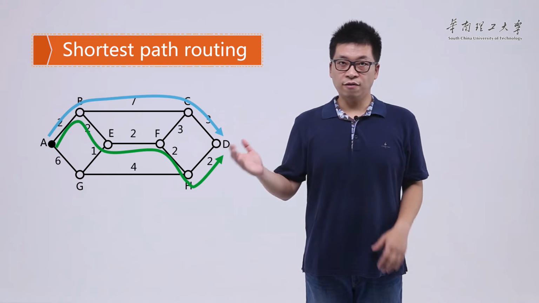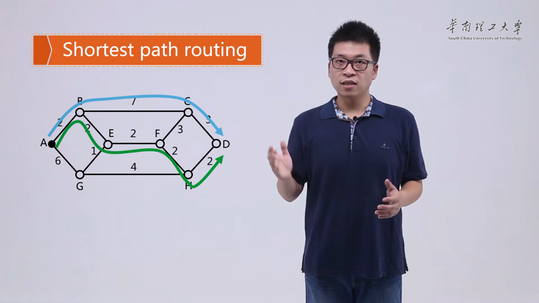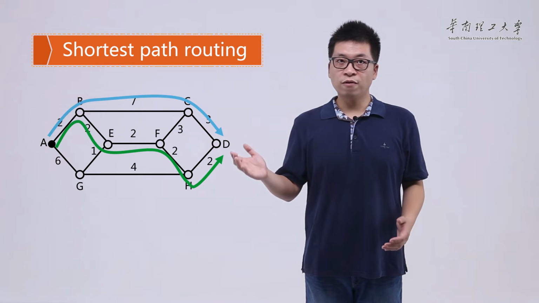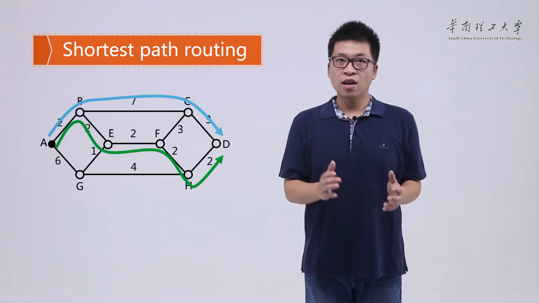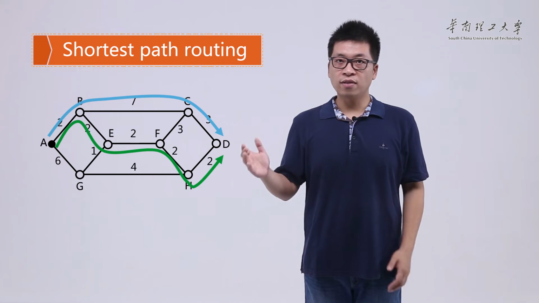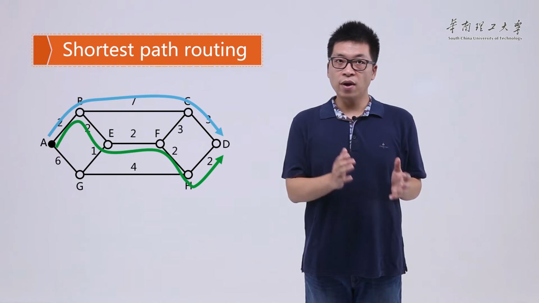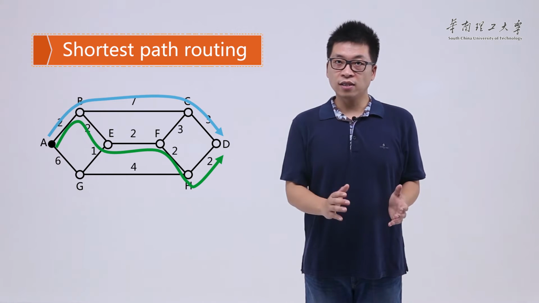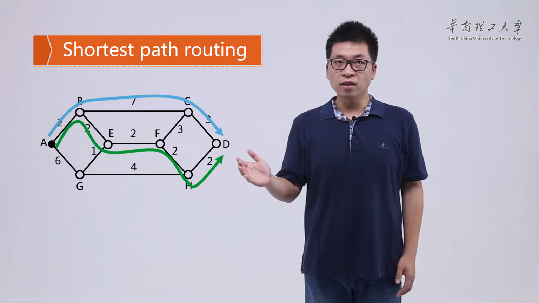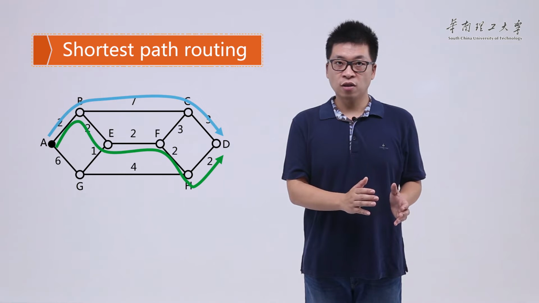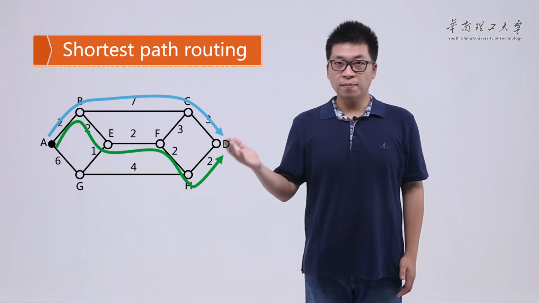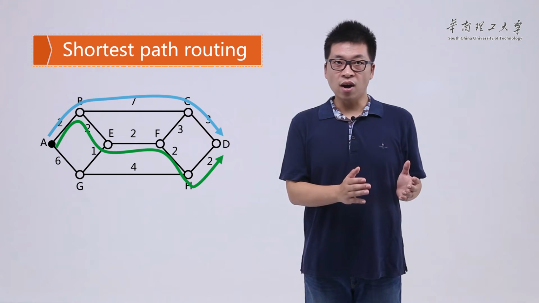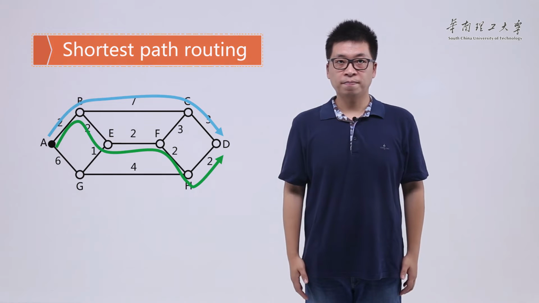However, if you consider the weight on each line, we will find the blue path has more weight than the green one. If the weight of the line is about the delay, we can say that the green one is the shortest path. If the weight is about cost, the green one is the cheapest path.